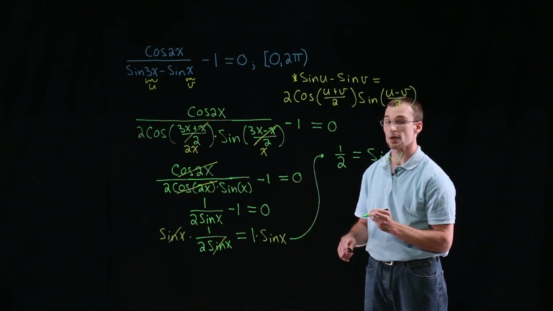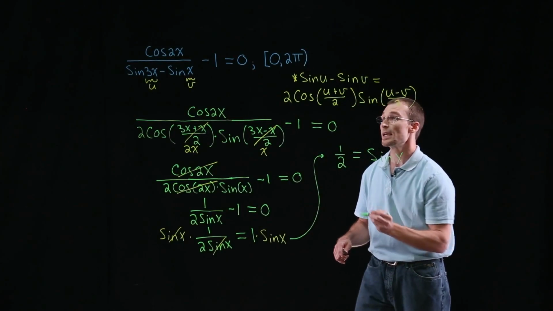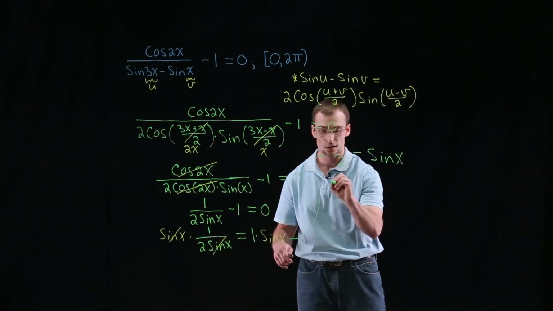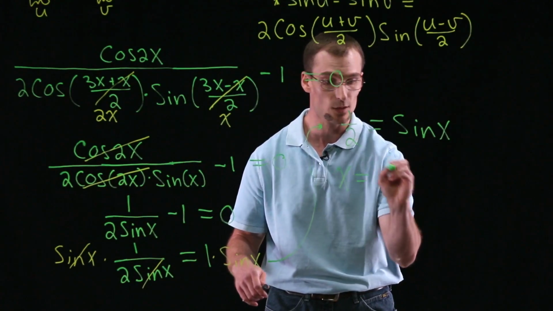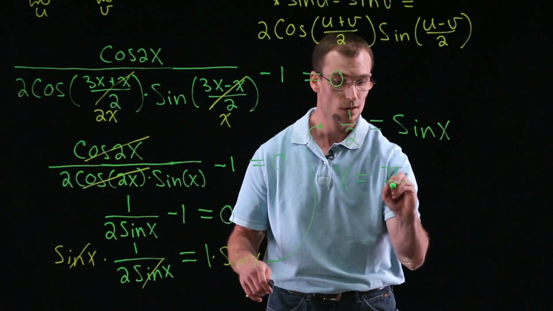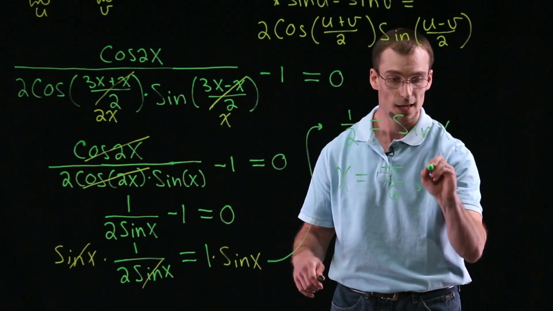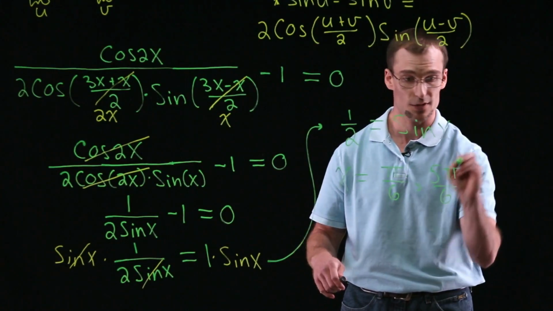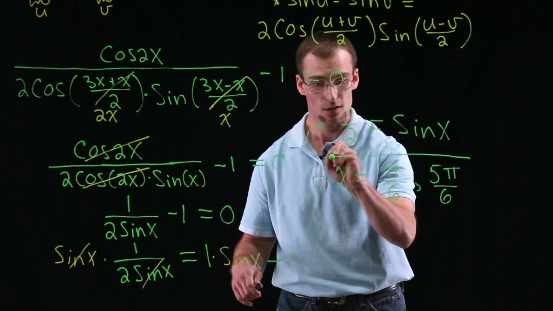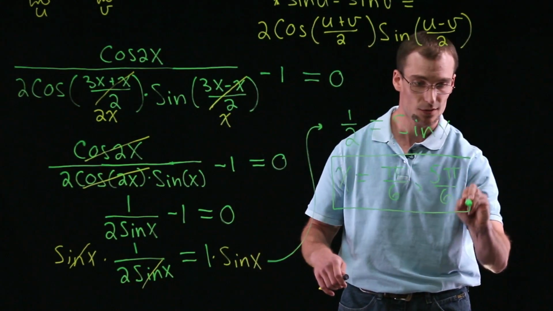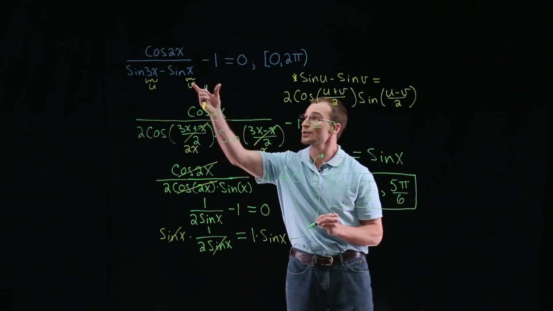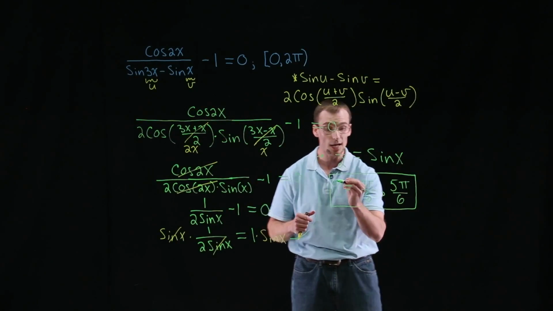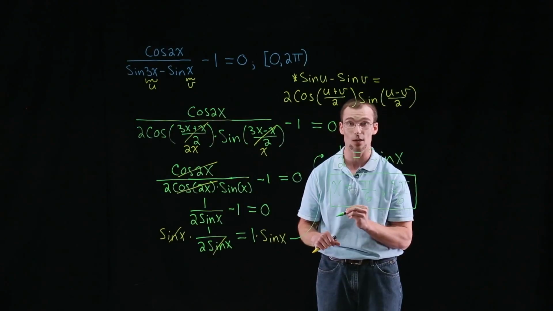Okay, and what are we looking for? We're looking for all angles x in the interval from 0 to 2 pi that will give us a sine value of 1/2. So namely, that's going to be x equal to pi over 6 and 5 pi over 6. So our solutions to the equation cosine 2x divided by sine 3x minus sine of x minus 1 equals 0 are x equals pi over 6 and 5 pi over 6.